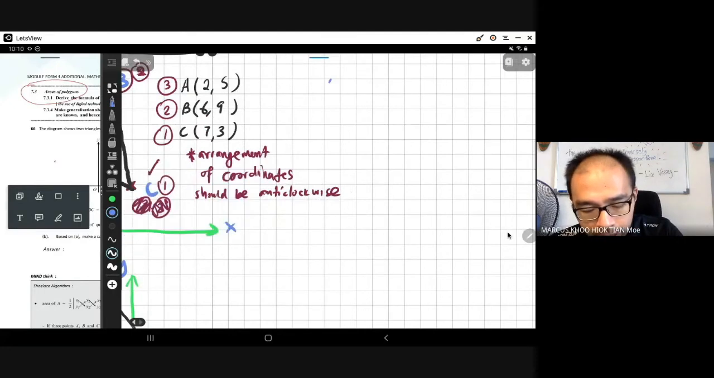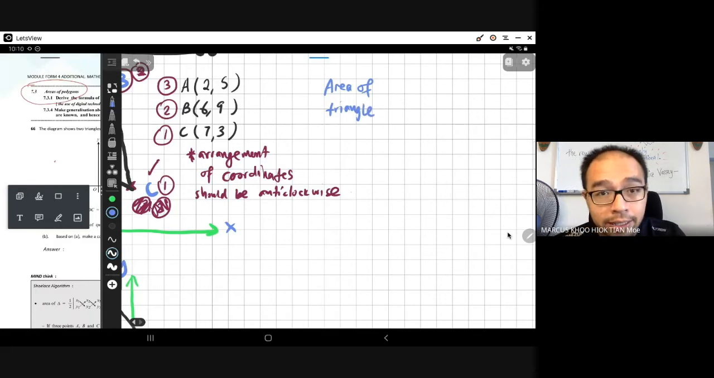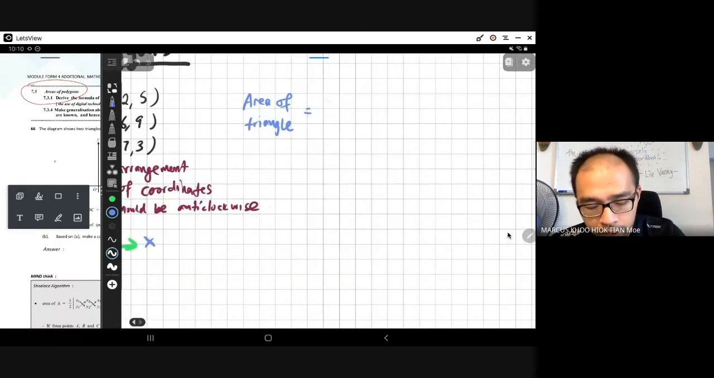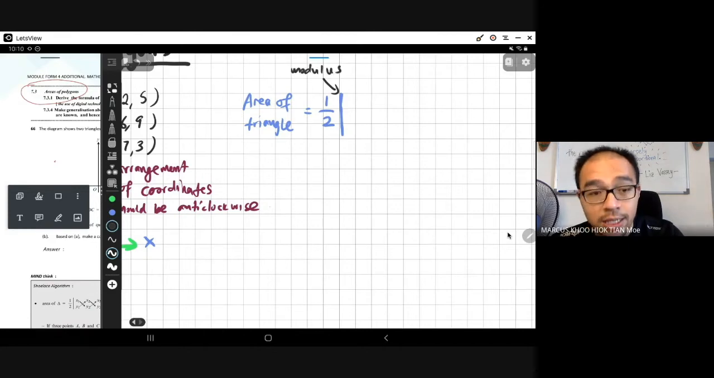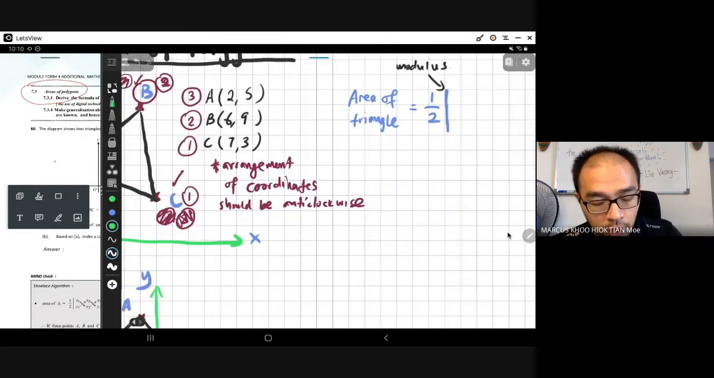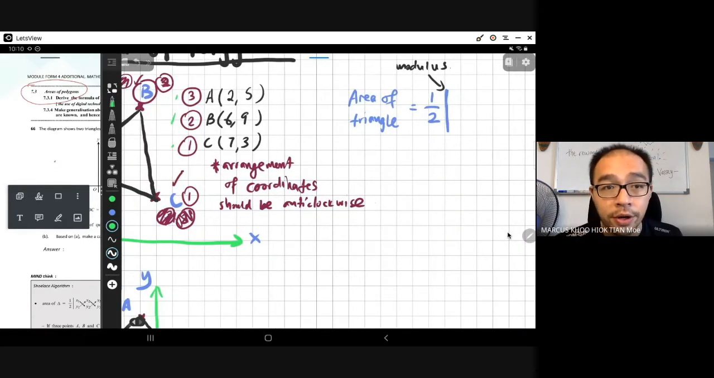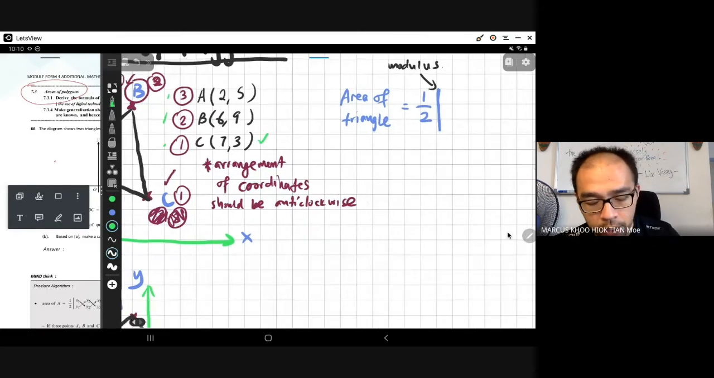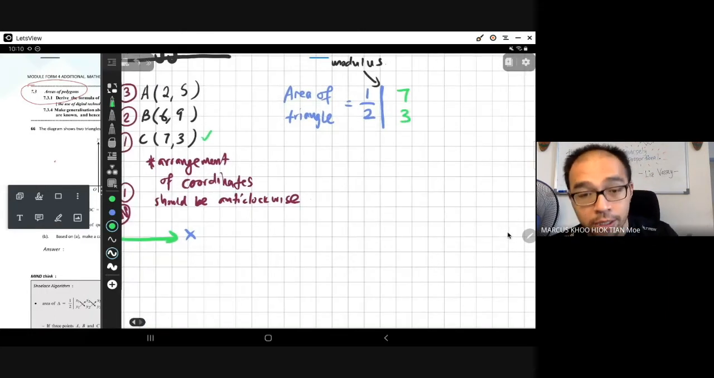All right, so the area of the triangle is equal to, first you put a half, and then you write the modulus sign, which we have seen before in chapter 1. Now what you do is you write the coordinates according to the order, and this is how. The first one is 7, 3, so you write 7 on top, 3 at the bottom.